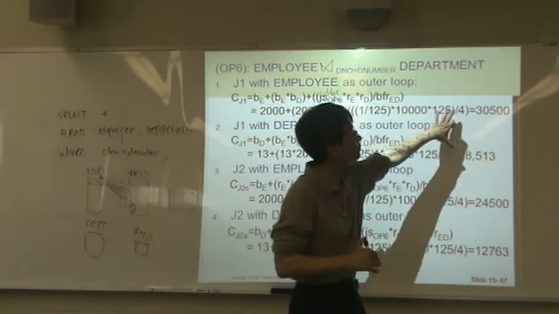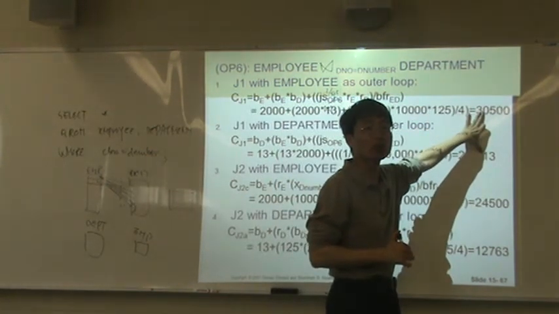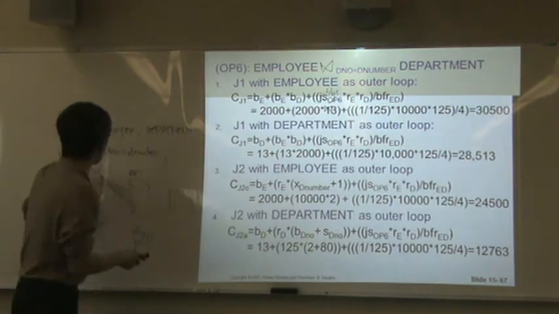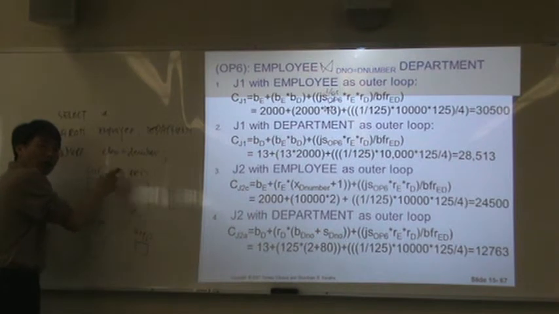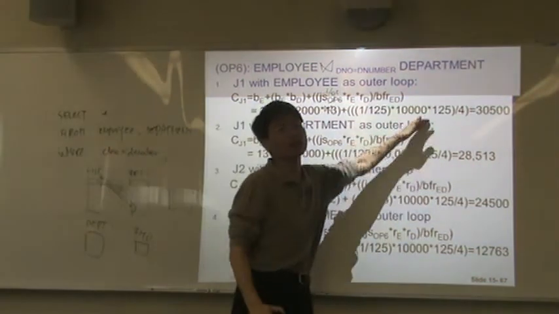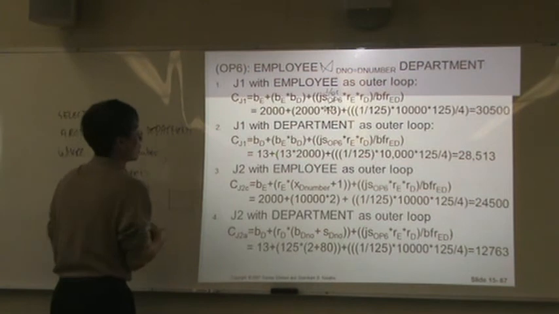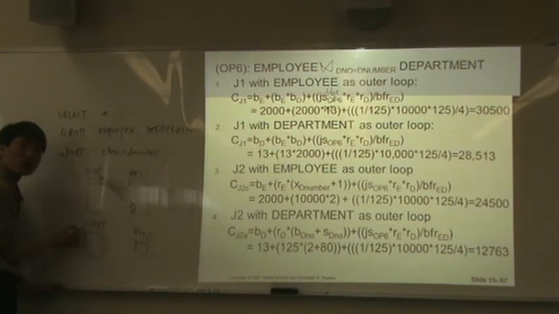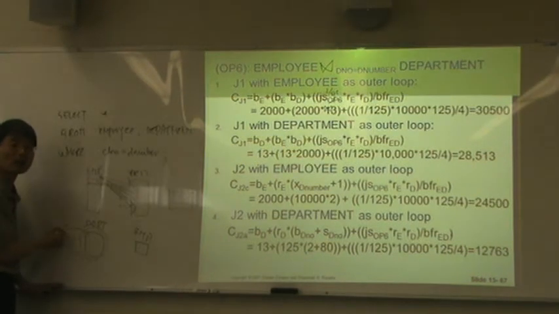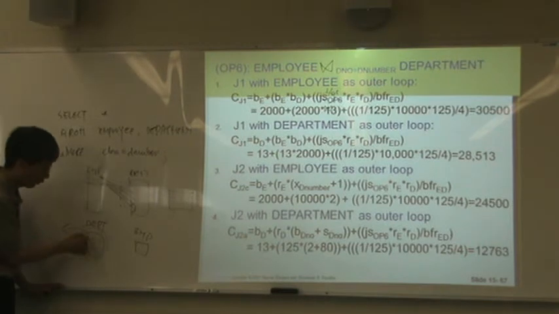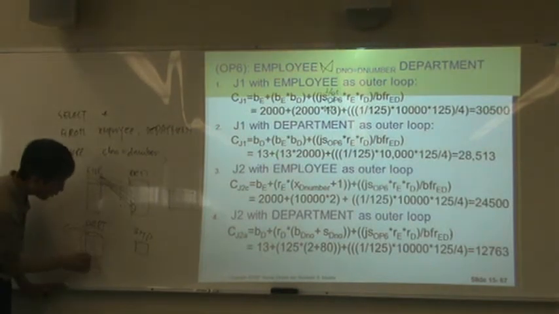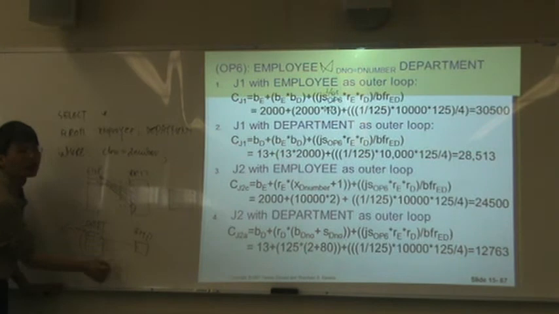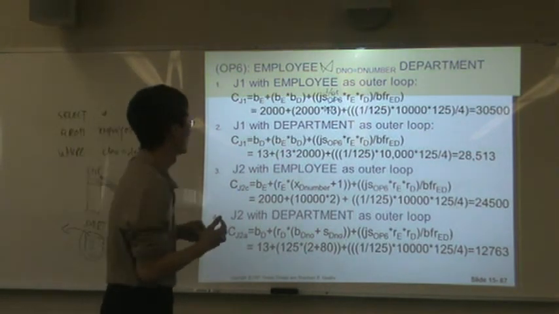As you can see, they are different even though they are accessing the same tables, same nested loop join. Depending on the order of accessing the data, their costs are different. Okay, so as you can see, usually the smaller table should be the outer table, the driving table. Okay, that makes sense. For each record of the smaller table, access the data.